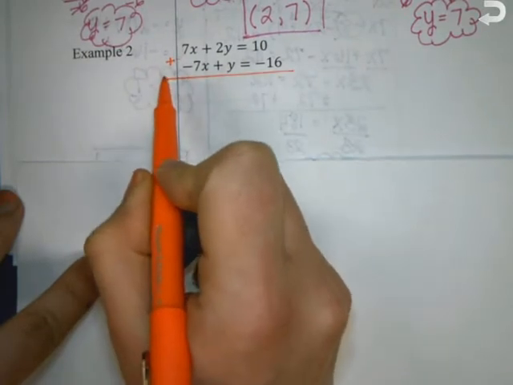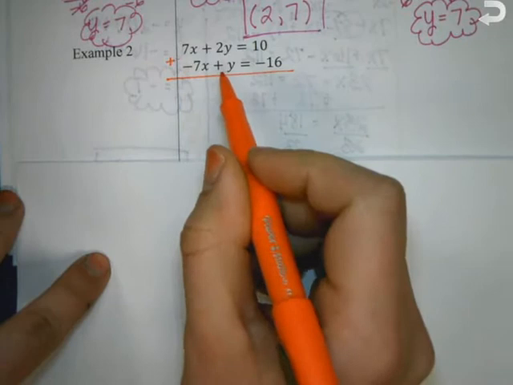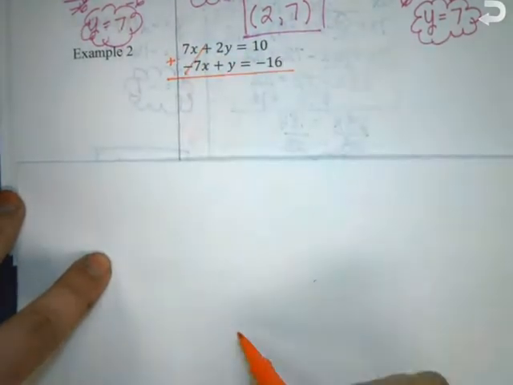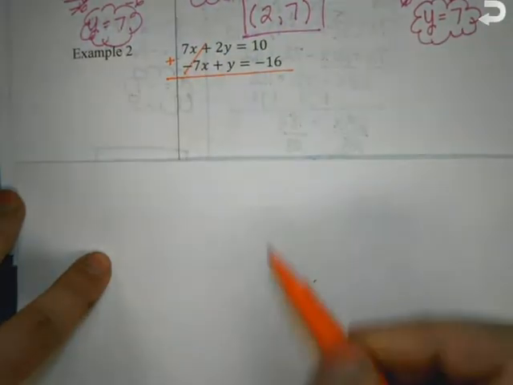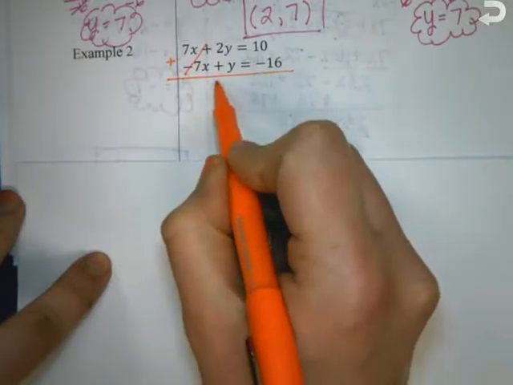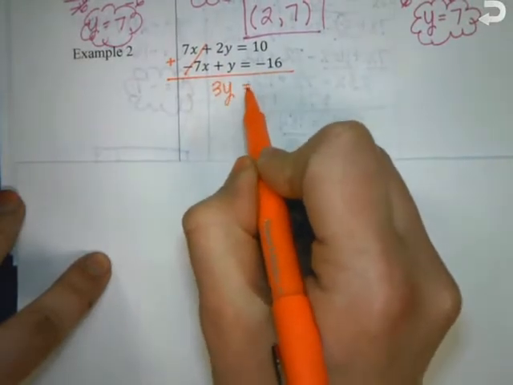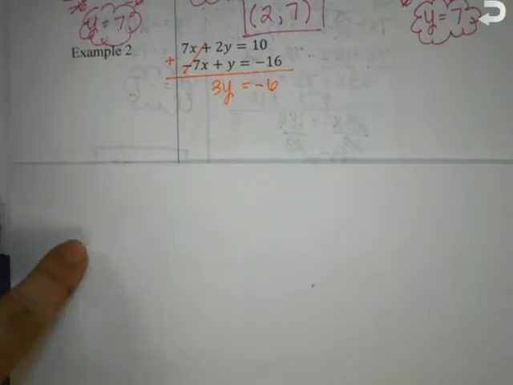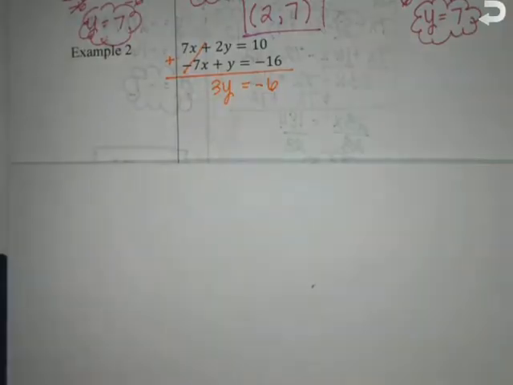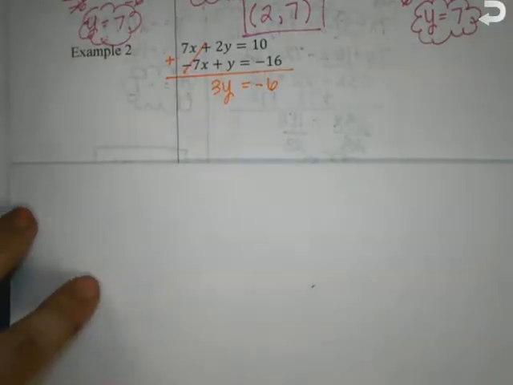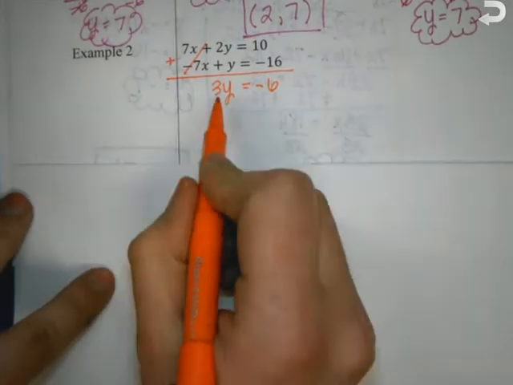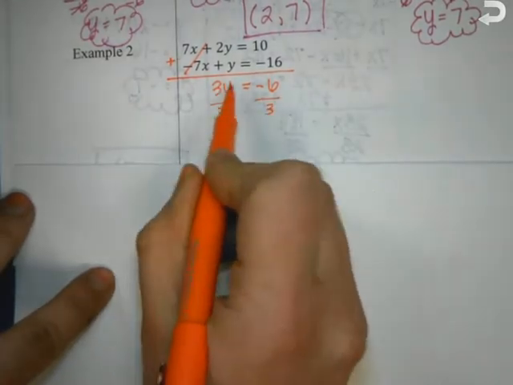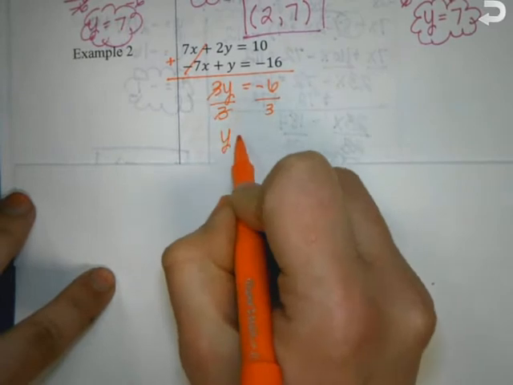7x minus 7x is 0. We can cross them out. 2y plus 1y, 3y equals negative 6. Okay, Katerina, what's my next step? Divide both sides by what? By 3, good. So that gives me, everybody, y equals? Negative 2.